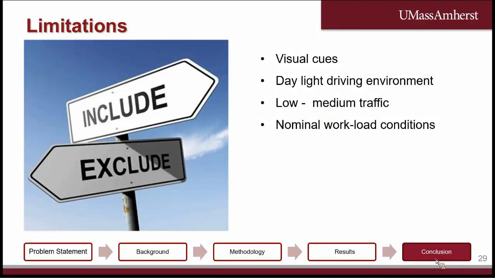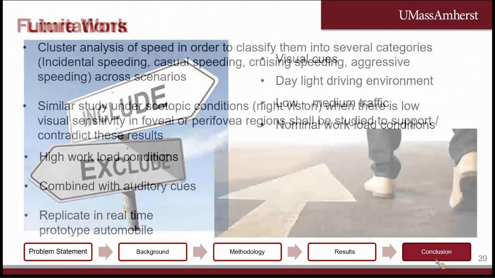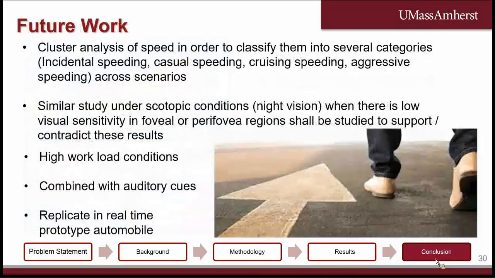So this study has its own limitations, where the experiment was performed in a daylight driving environment in low to medium traffic and nominal workload conditions. Hence, in future work, a cluster analysis of the speed can be performed to categorize it into incidental speeding, casual speeding, cruising, or aggressive speeding. And a similar study can be performed to see the effect of night vision and how users respond to these alerts in a night vision environment.